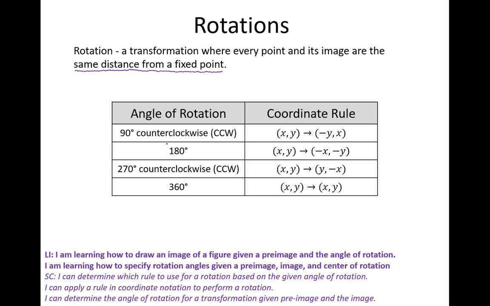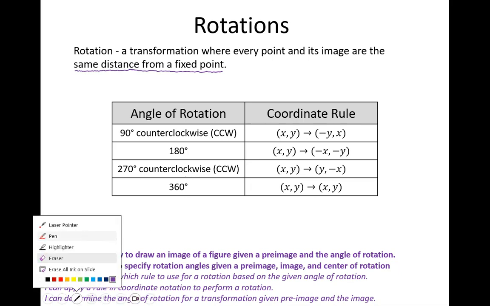Then we have our rules, which again, you're going to need to pause and write down. Our angle of rotation determines what rule we are going to use. You'll notice some of these, 90 and 270, have this nice long word counterclockwise, which I'm abbreviating with CCW, so I don't have to write it the whole time. And so we definitely need to know what is counterclockwise and what is clockwise.